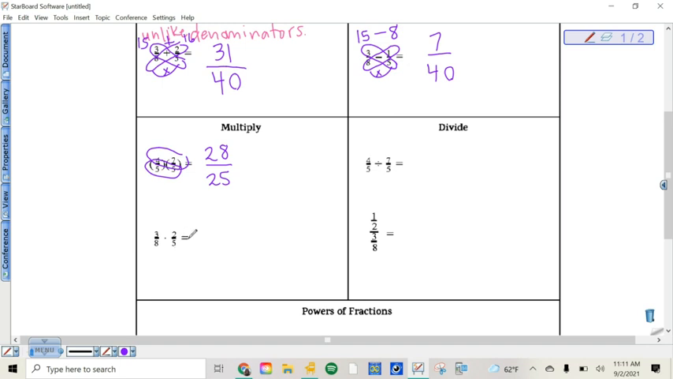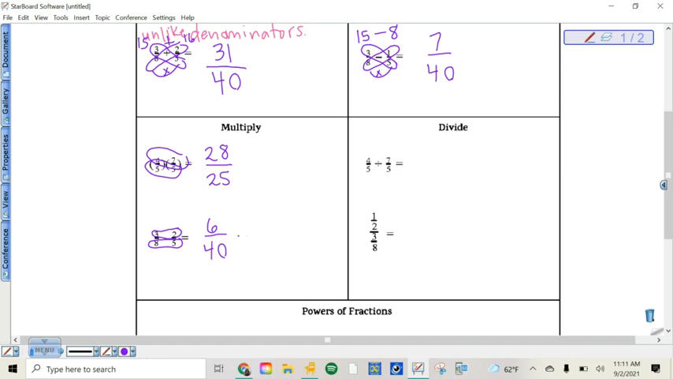All right, same thing down here. I just multiply across the top and across the bottom. So what's 3 times 2? 6. And 8 times 5 is? 40. Yeah. And I could simplify this.